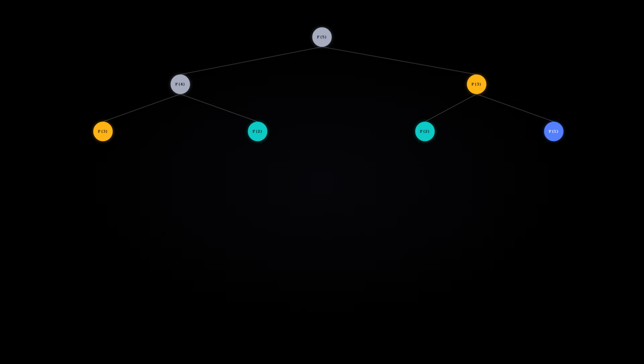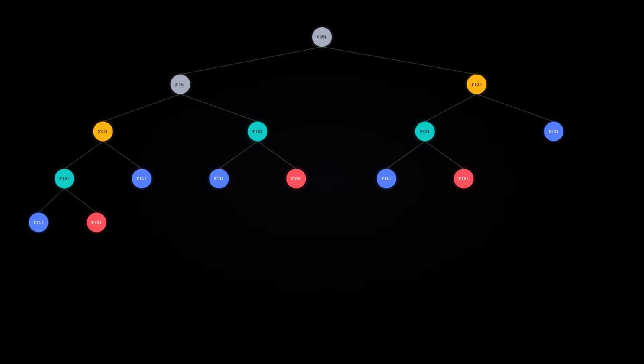Say you want to compute Fibonacci of 5. So you break it down. F of 5 needs F of 4 and F of 3. Then F of 4 needs F of 3 and F of 2. Then F of 3 needs F of 2 and F of 1. And this just keeps going. But if you look closely at what's happening, F of 3 is being computed twice. F of 2 is being computed 3 times.